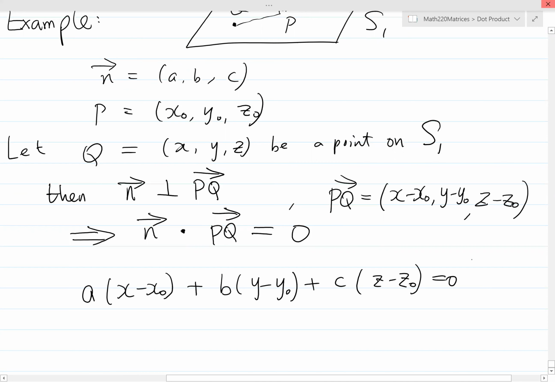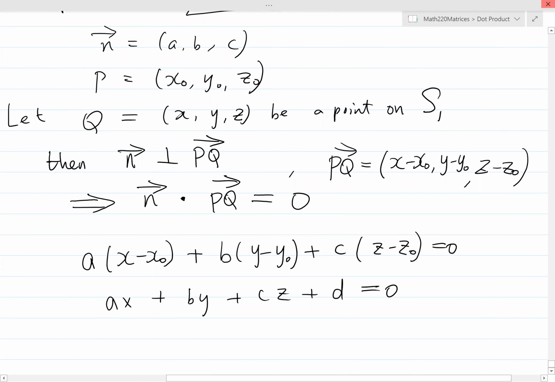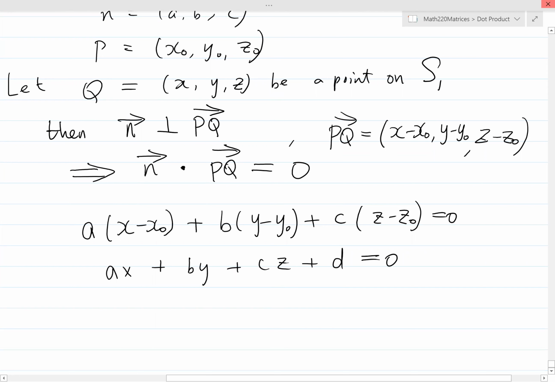Here x0, y0, z0 are numbers, and a, b, c are numbers. If you distribute, you finally get ax plus by plus cz plus some number equal to 0. So you get the plane equation. You see, the coefficients of x, y, z give us a normal vector. We can read the normal vector from the coefficients.